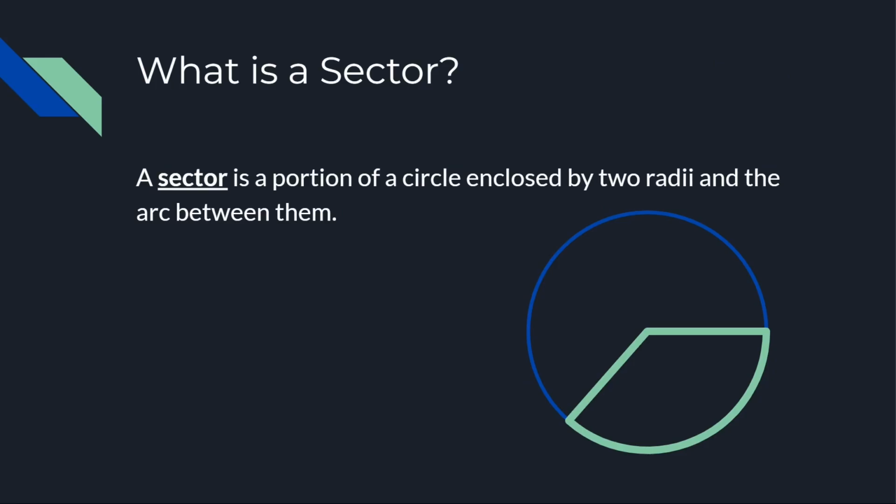You can think of a sector as a slice of pizza. In mathematics, it is the area enclosed by two radii and the connecting arc. To determine the area or arc length of a sector, we need to know its central angle.